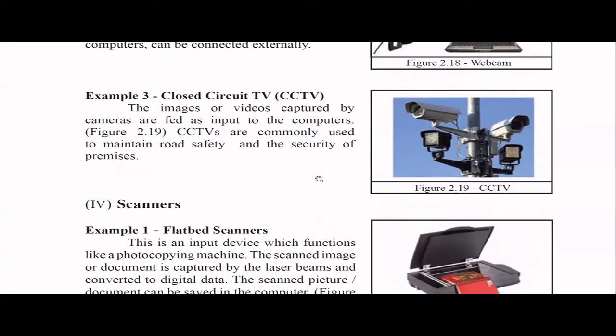And then comes the CCTV. You have seen these CCTV cameras in your surroundings, in the shops and all. So these are also used to capture images and videos, right? Especially for security purposes and for road safety, we have been using these CCTV cameras.